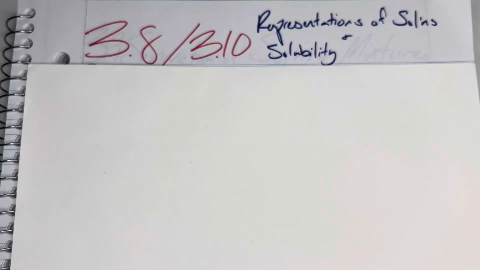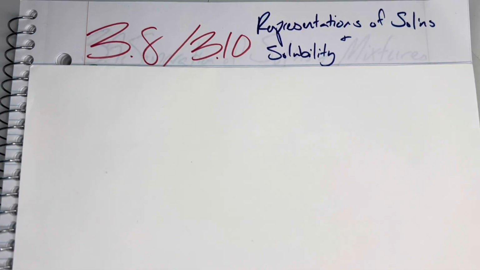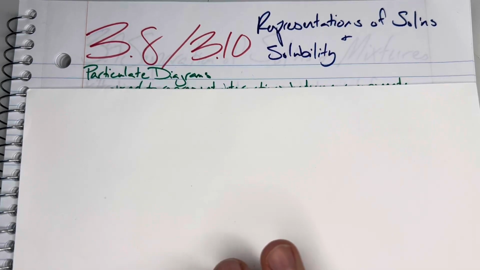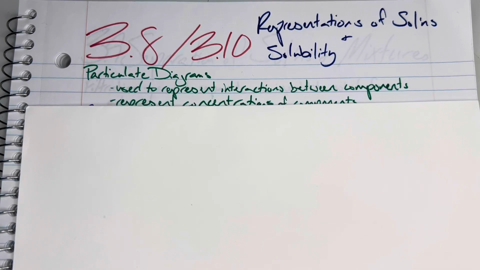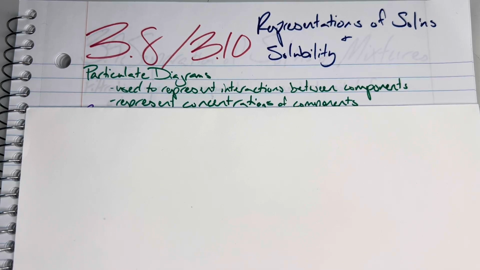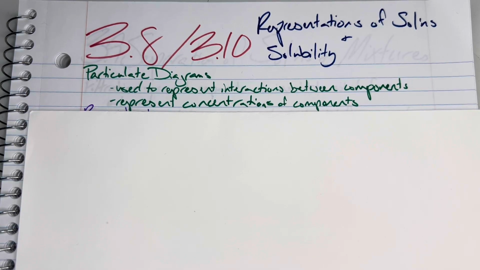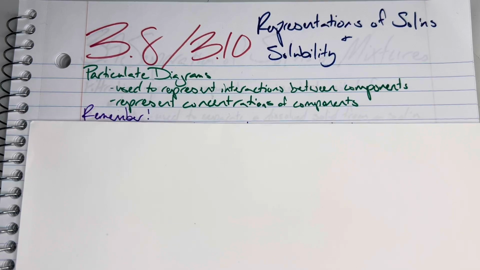AP Chemistry, Unit 3.8 and 3.10, Separations of Solutions as well as Solubility. So for particulate diagrams, those are used to represent interactions in between components of a solution, so your solute and solvent. They're also going to be able to represent relative concentrations of those components.